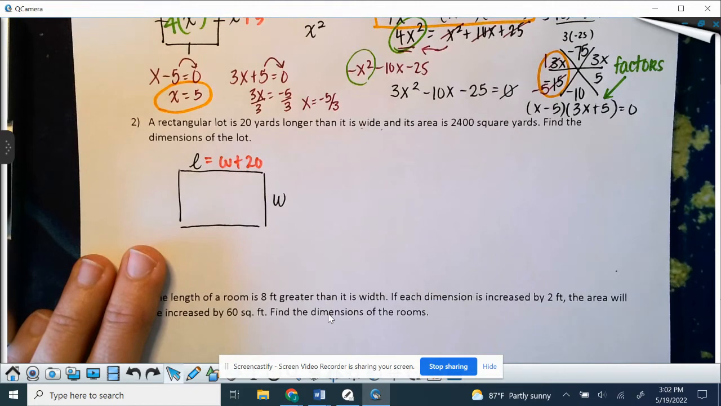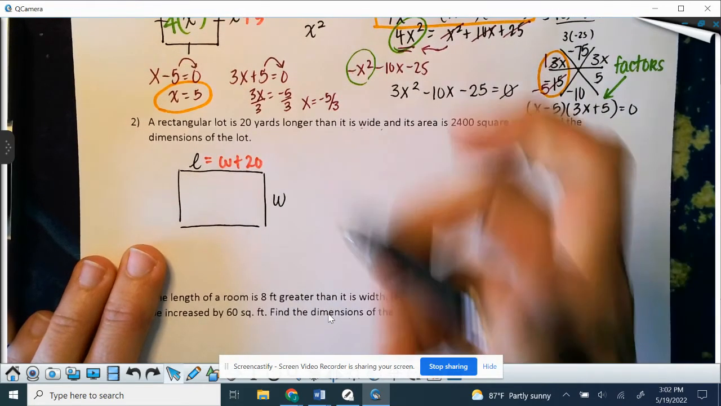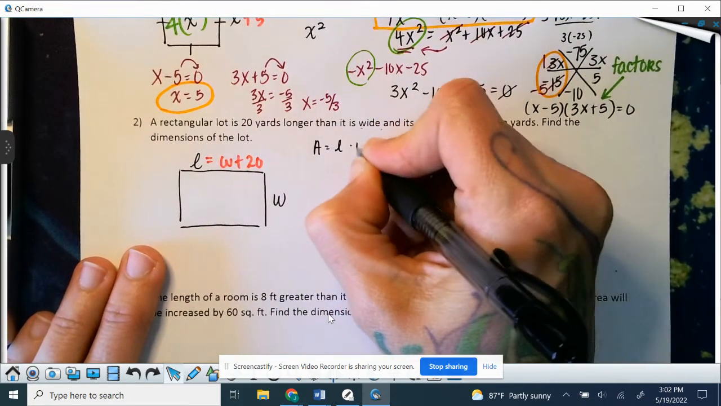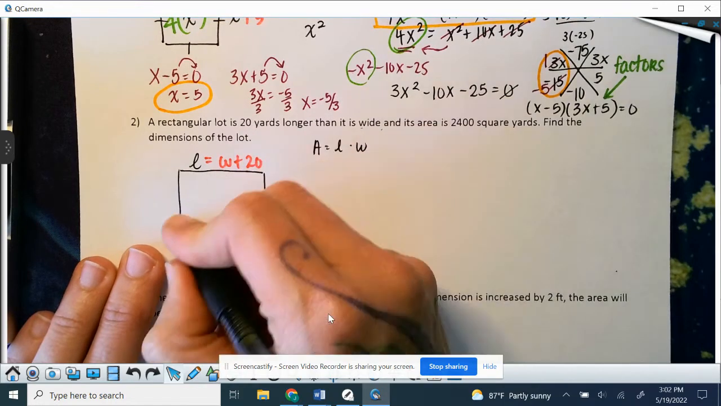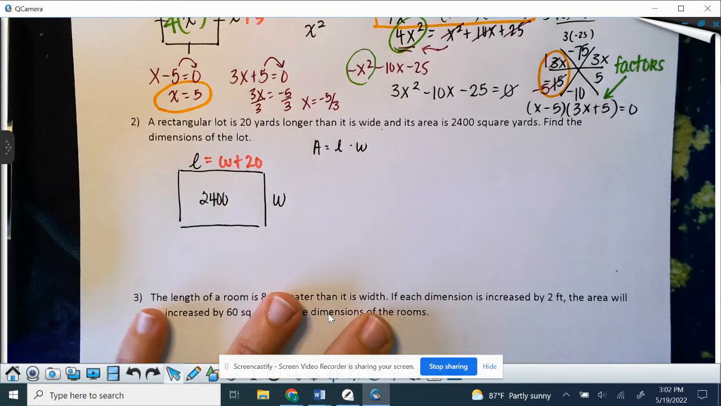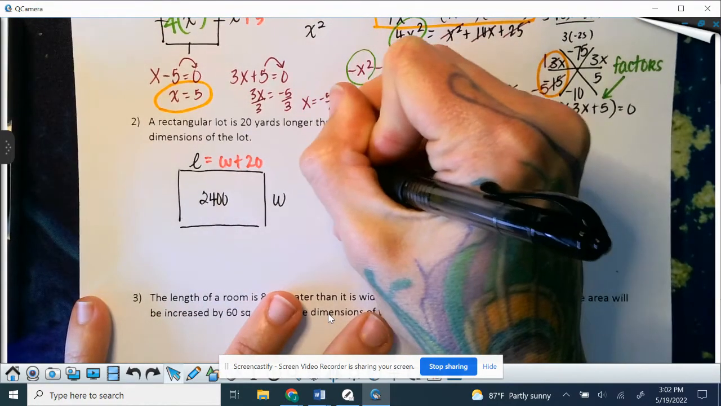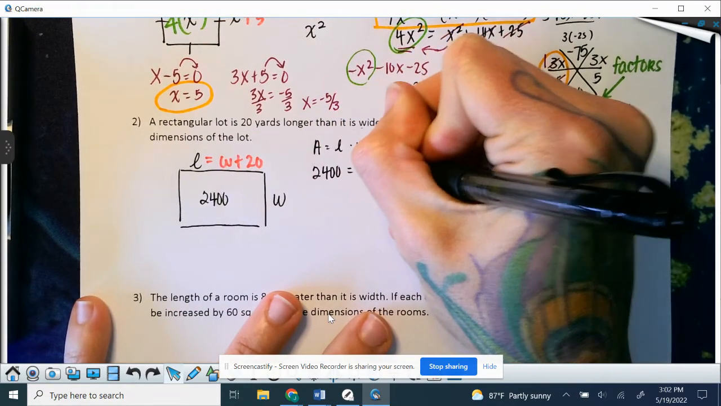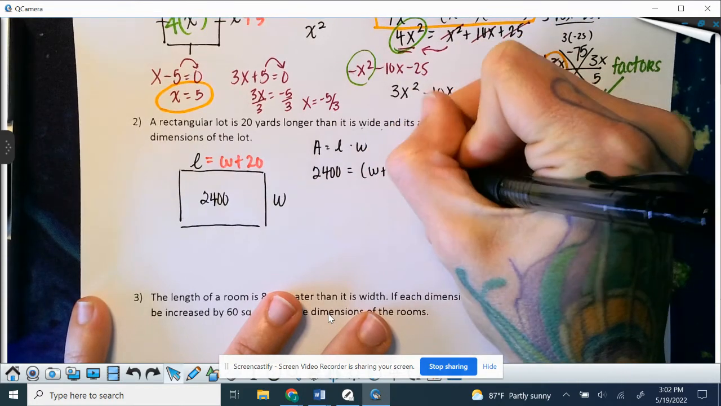And its area is 2,400. And remember, area is length times width. So we put that in, times that. And the area is going to be 2,400 square yards. Find the dimensions of the lot. So if our area is 2,400, our length is W plus 20, and our width is W.